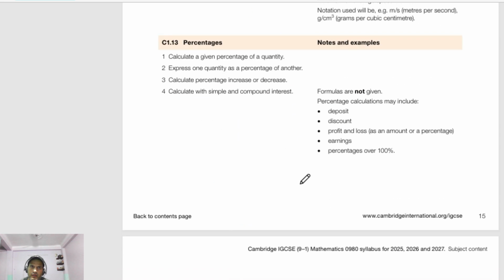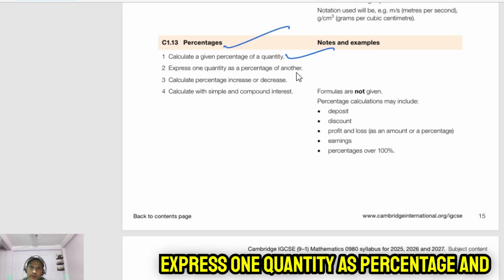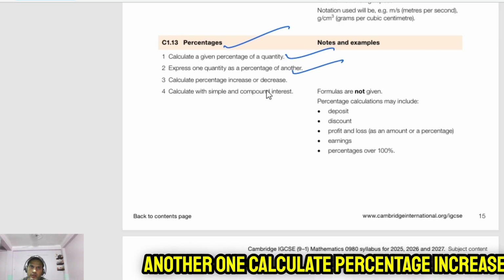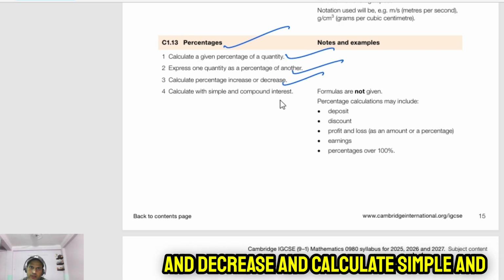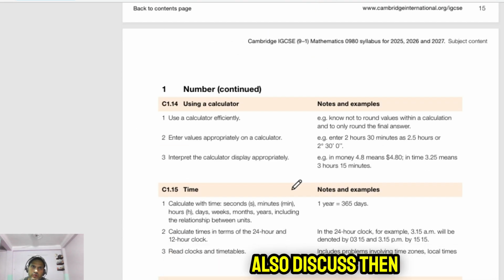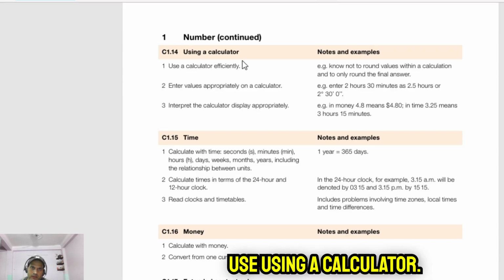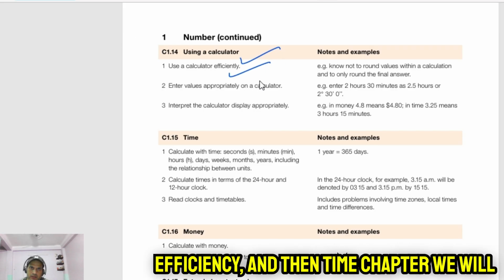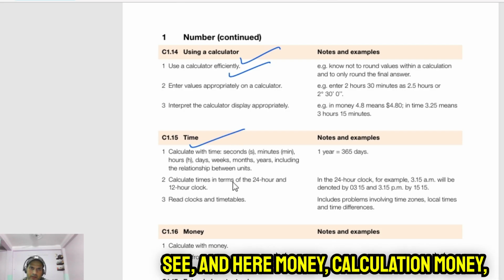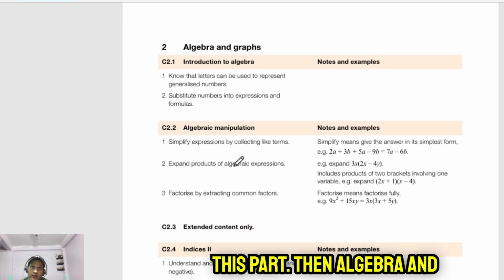And percentage: calculate a given percentage of a quantity, express one quantity as a percentage of another, calculate percentage increase and decrease, and calculate simple and compound interest. This part will also be discussed. Then using a calculator efficiently. And then in the time chapter we will see, and here money calculations, money, and all those things we will discuss in this part.